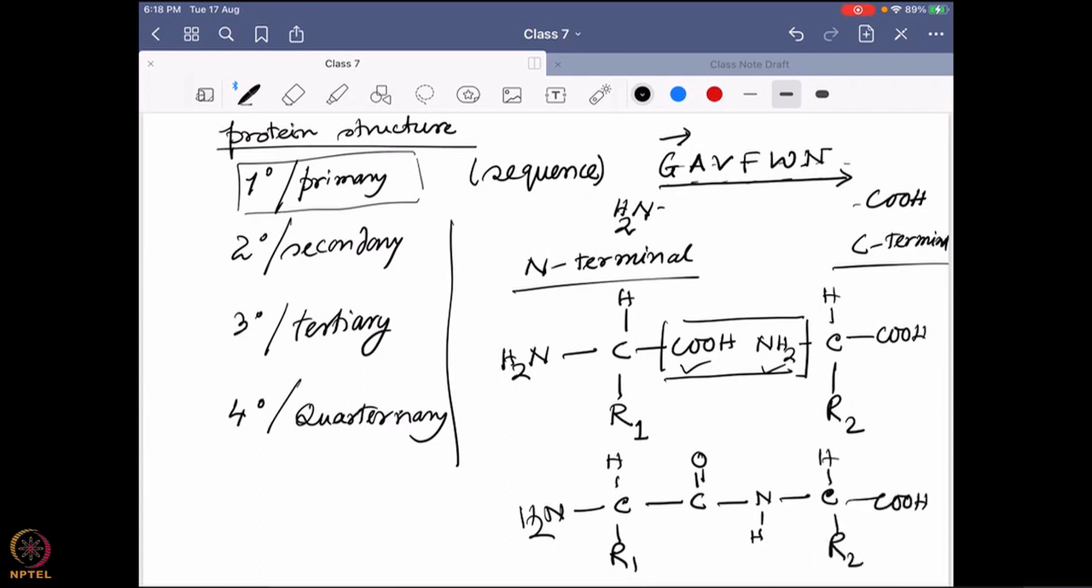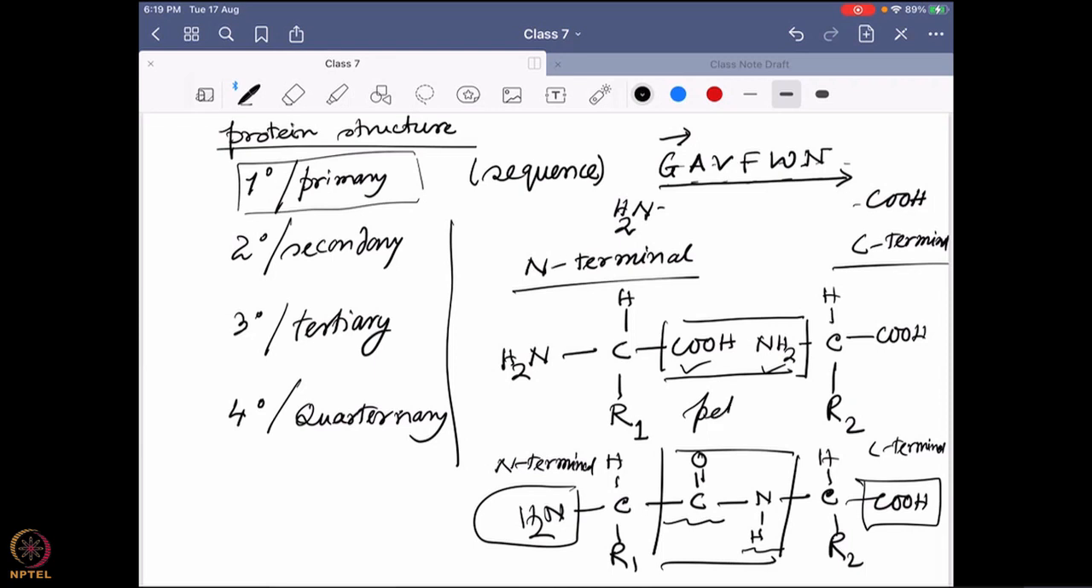Now over here you can see that one amino acid uses its carboxylic acid group, and the other amino acid uses its amine group. So that means you are going to have one free amine and one free carboxylic acid group. This is going to be the N-terminal, and this is going to be the C-terminal. And this is known as the amide bond or the peptide bond. When I draw such a sequence of G, A, V, F, W, N, in between each of them you have an amide bond. So with a sequence of 6 amino acids, you are going to have 6 amino acids connected through 5 different amide bonds.